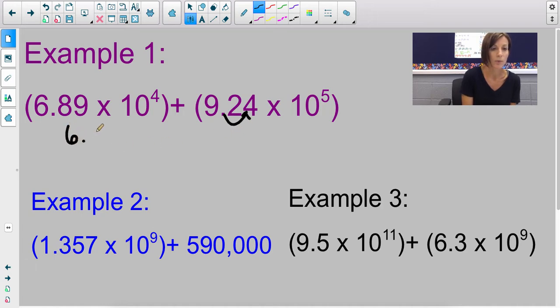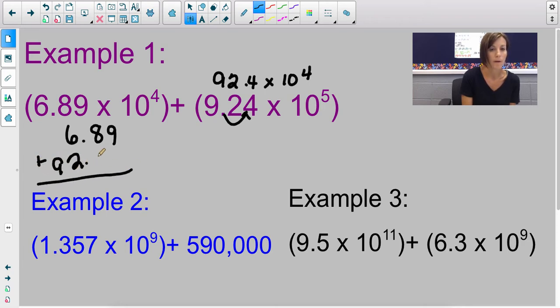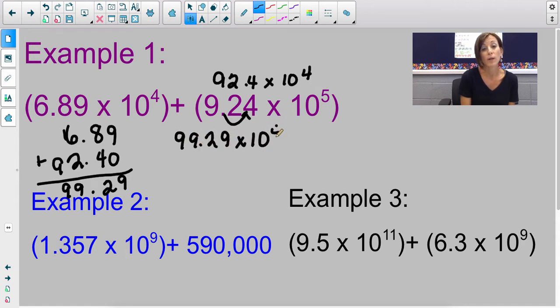So 6.89 is going to add to 92.4 times 10 to the 4th power. So I've got to line up my decimals before I add. There we go. 9, 12, 8, 9, 99, and 29 hundredths. So I have 99 and 29 hundredths times 10 to the 4th power.